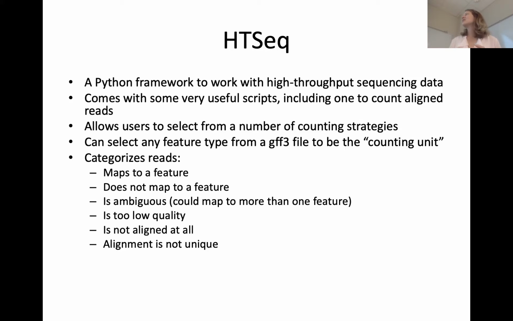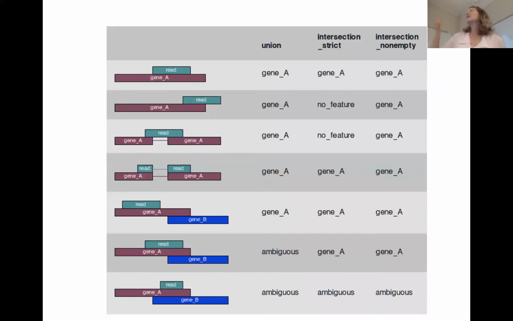And alignment is not unique. Oh, okay, I messed this up. Alignment is not unique is if it's multi-mapped. Ambiguous is if it maps to two different genes that are actually overlapping. Let me show you a picture of that. So here's all the strategies that you can choose from. The first column is the union column, and that's the one that is by default that the software uses. But you can also choose intersection strict or intersection non-empty.